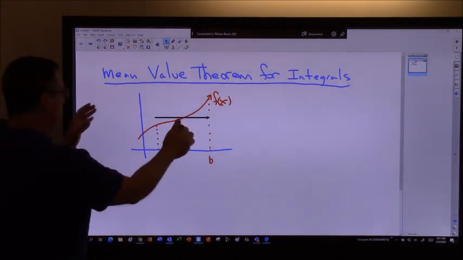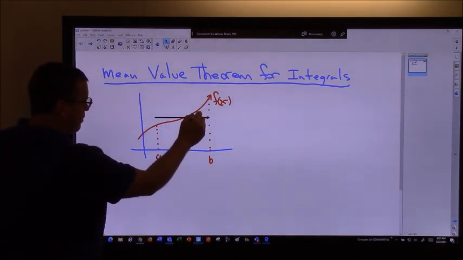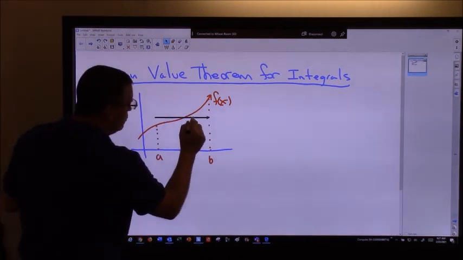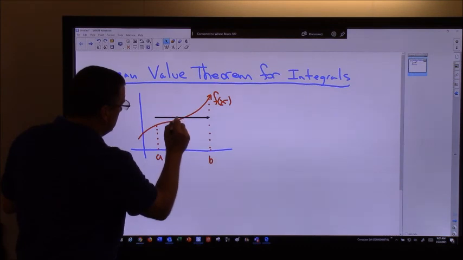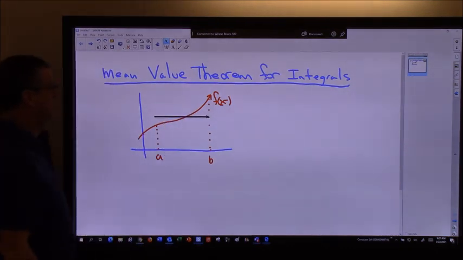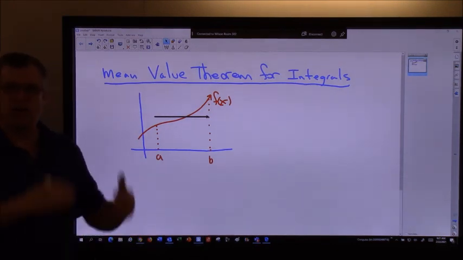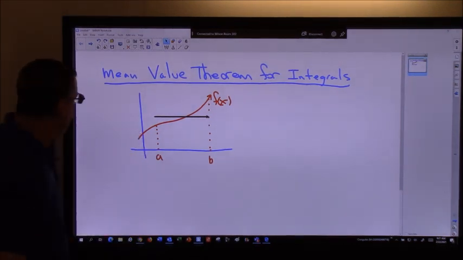Maybe someone looks at this and goes, no, I think there's a little more area here that was missed than here. I go, okay, let's just move this up a little bit. There we go. How about right there? And someone goes, well, no, that's a little too high. Okay, fine, move it down a little bit.